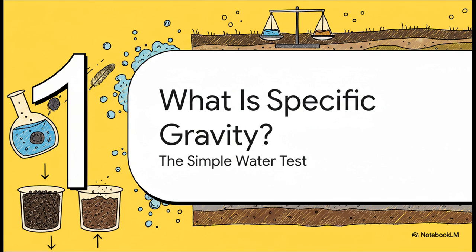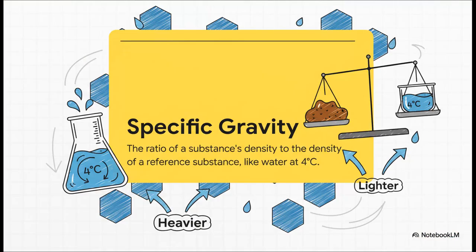And at its heart, it's actually really simple. It's basically a water test that gives us a score for almost any substance you can imagine. Okay, so here's the official definition, but don't worry, it's not complicated. Specific gravity is just the ratio of a substance's density compared to the density of a reference substance. And for most things we care about, that reference is just plain old water. We specifically use water at 4 degrees Celsius because, fun fact, that's when it's at its absolute densest. So really, all we're asking is: is this thing heavier or lighter than the exact same amount of water?